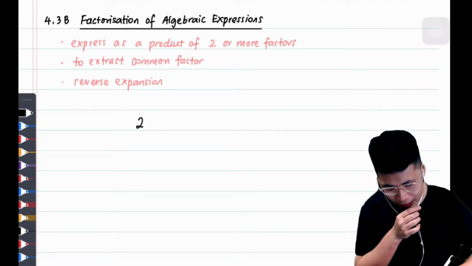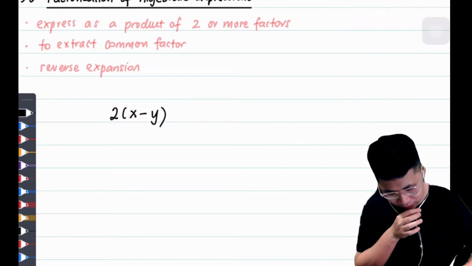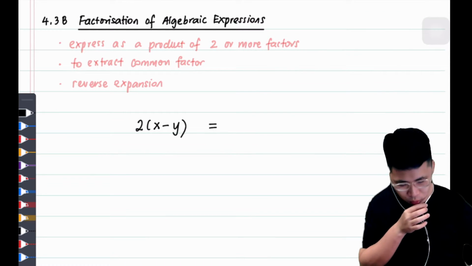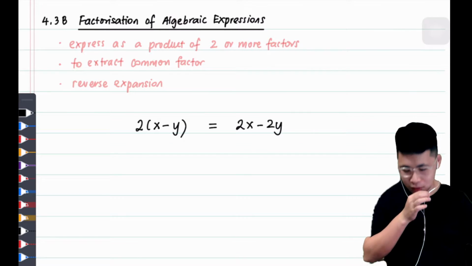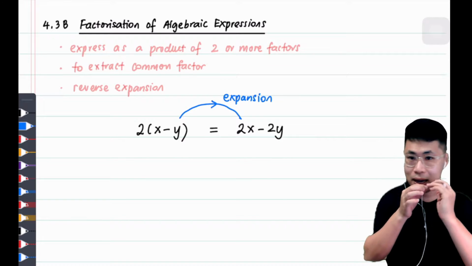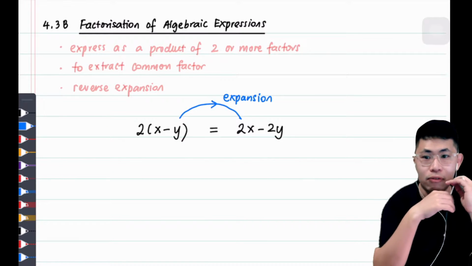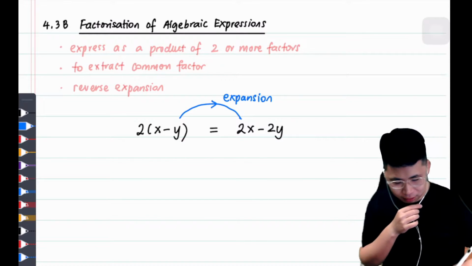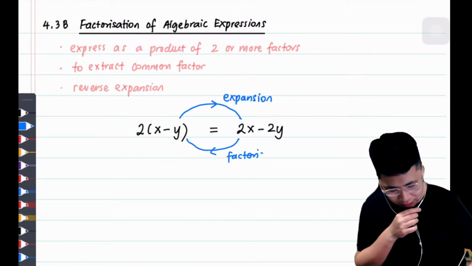So for example, if I have 2 sets of x minus y, when I expand, I'm going to get 2 times x and 2 times minus y, so minus 2y. This direction would be my expansion, because when I expand, I multiply 2 into the bracket: 2 sets of x, 2 sets of negative y. Now today we are going to look at the reverse process, which is called the factorization process.